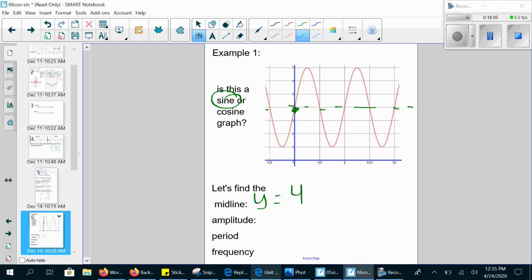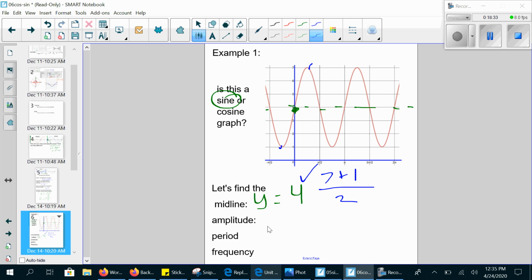Remember, our equation that we said we could use is do the maximum plus the minimum and divide by 2. So the maximum is at 7, plus the minimum is at 1, divided by 2. 7 plus 1 is 8, divided by 2 is 4. That checks out. We've got a midline at y equals 4. Notice that I wrote y equals 4. I didn't just write the number 4. The midline is a line, which means it is an equation, so it should always be y equals a number.